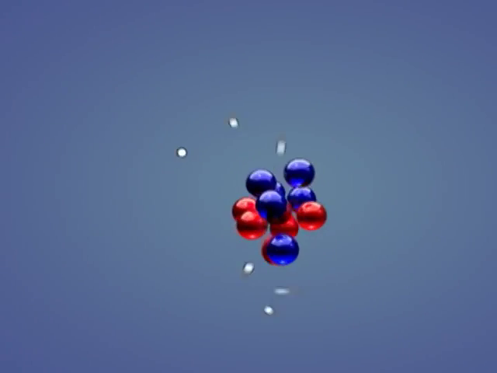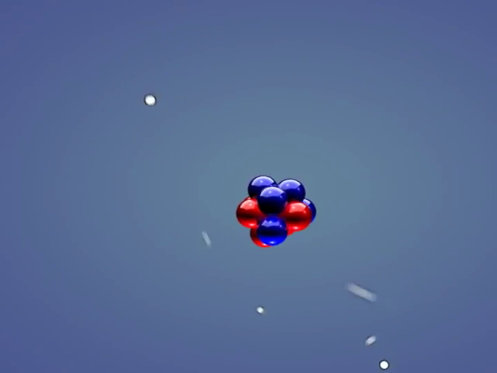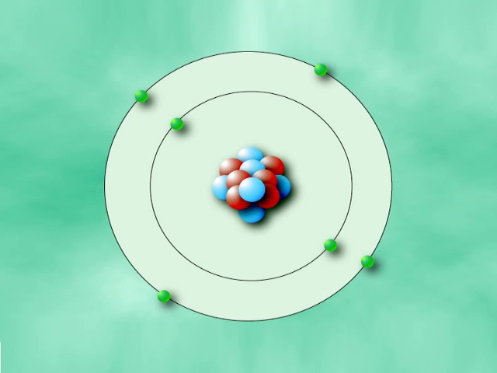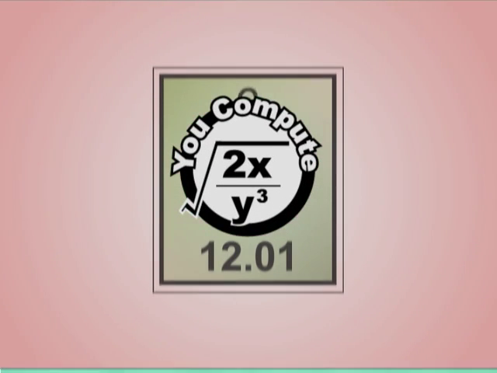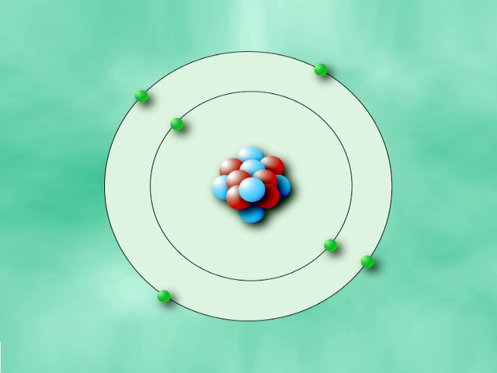To obtain the mass of an atom, the number of protons and neutrons are added together to get the mass number. Carbon, for example, has 6 protons and 6 neutrons. You compute. What's the mass number of carbon?